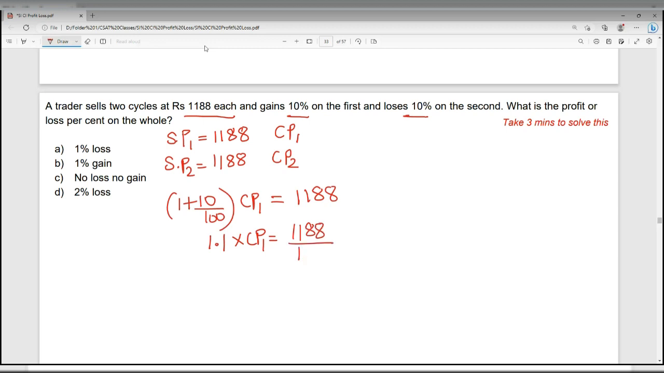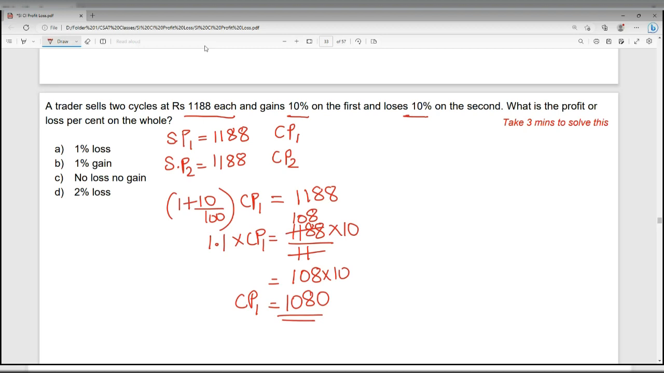I'll write it as 11 into 10. 11 ones are 11, and then you have to write 0, and 11 eights are 88. This is 108 into 10. This is 1080. So the cost price of the first cycle was 1080.